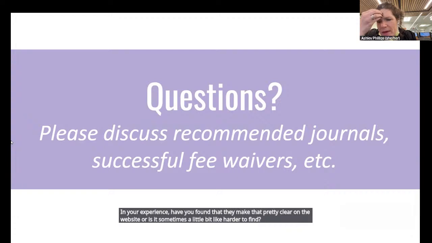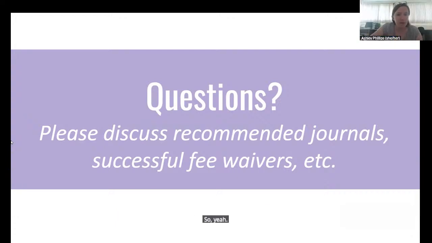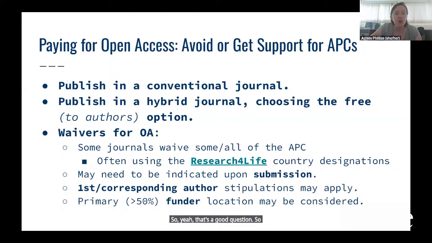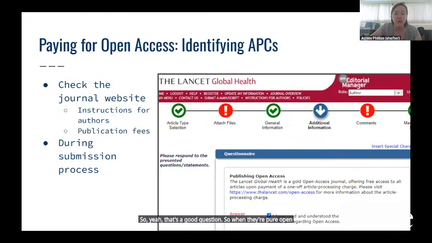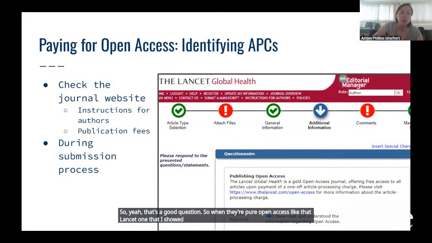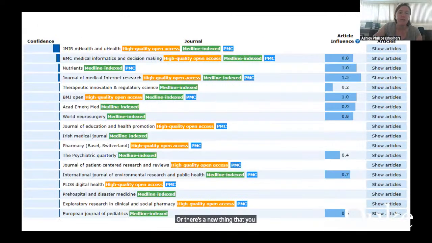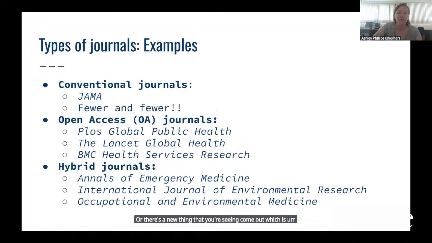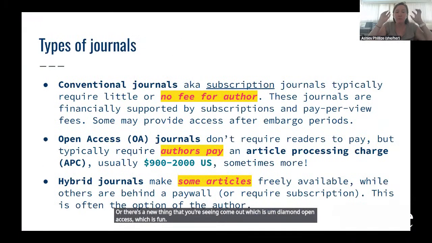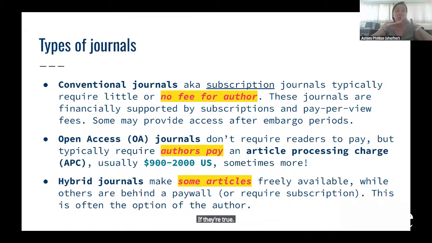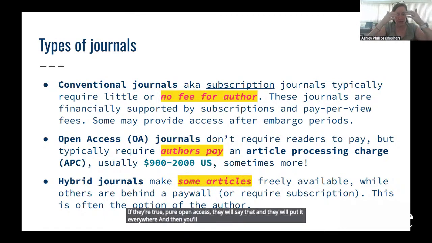That's a good question. So when they're pure open access, like that Lancet one that I showed you, if they call themselves gold open access, or there's a new thing that you're seeing come out, which is diamond open access, which is fun. If they're true pure open access, they will say that and they will put it everywhere. And then you'll know, okay, you're pure open access.